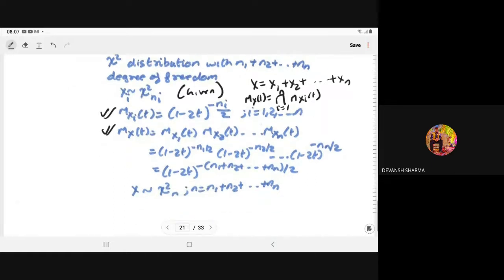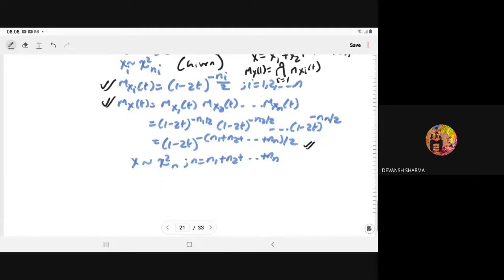So you can see the moment generating function is a fingerprint, right? A fingerprint for any random variable or any distribution. So from here, this expression prompts us that the random variable X follows the chi-square distribution. Fingerprint means that for each and every random variable and distribution, we have a unique moment generating function.